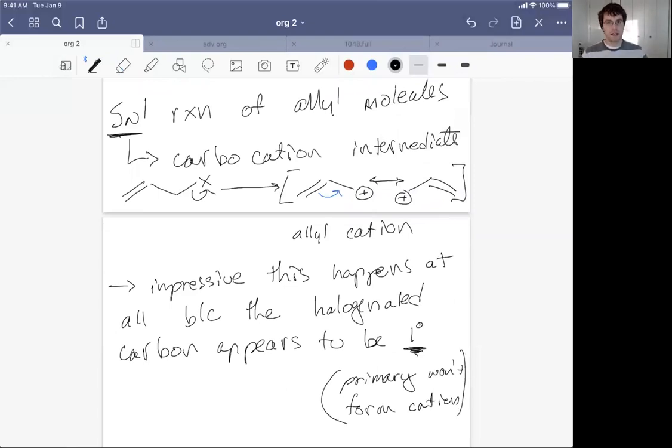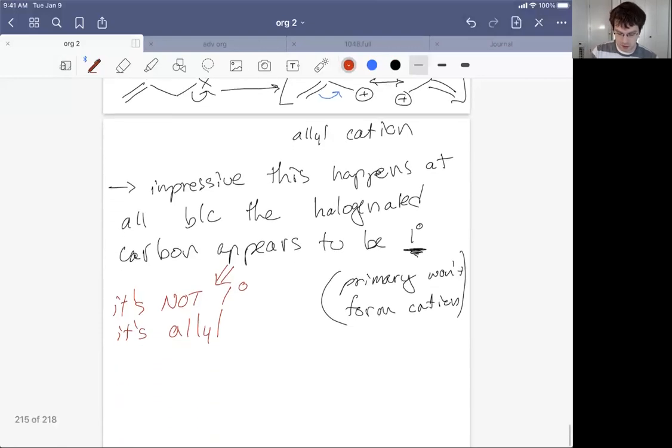So we won't let that leaving group just walk away and form a carbocation, because the carbocation would be too unsubstituted and too unstable. But even though the carbon appears to be primary, we have to remember that it's not primary. It's not primary, it's allyl, or allylic. That is to say, we have the opportunity to stabilize that positive charge through resonance as opposed to through substitution.